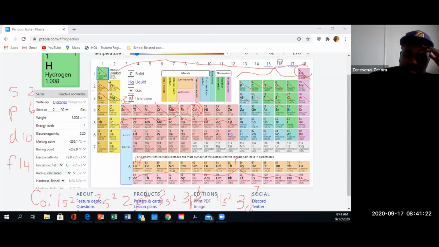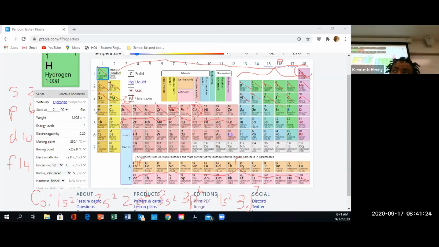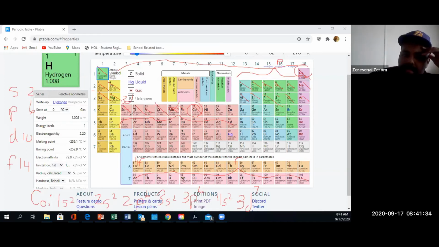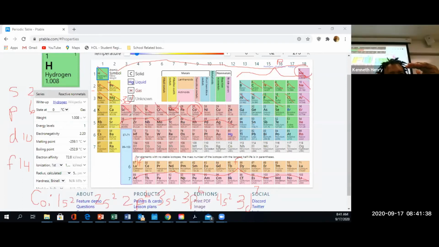What did we do? Because we're in the 4th period, right? So it's no longer 4D, you put 3D. You understand? And why is that? Because what's happening is that the 4s shell is lower in energy than the 3D shell, right?